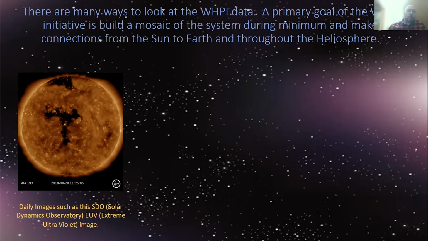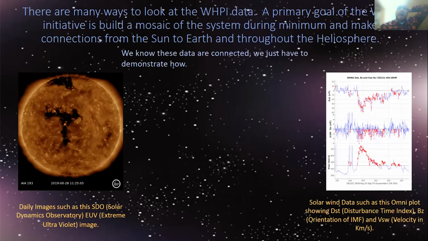This is an AIA 193 image, and that's one of our favorite coronal holes from this minimum. We call it Mr. T. It is a positive polarity coronal hole in the northern hemisphere that lasts for a fairly long time. However, we can also look at solar wind data, such as this OMNI plot that shows Dst, Bz, and velocity. And we know these data are connected, so we just have to demonstrate how they're connected.